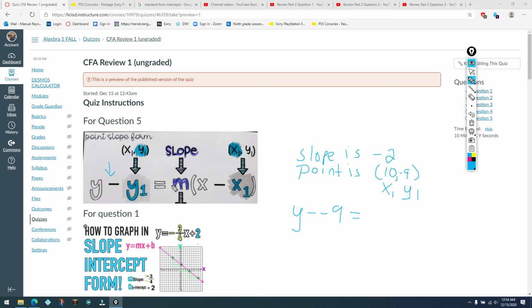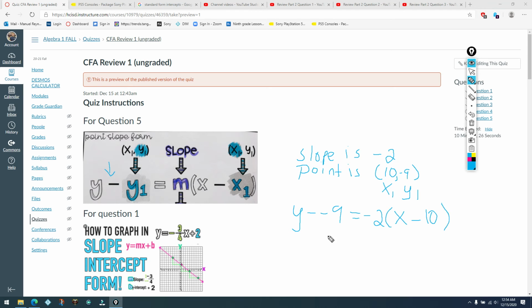So equals to, now my m, which again stands for slope, is -2, so I'm going to put a -2 here. The rest right here, this whole part, I'm just going to input, x minus, and now my x1 is going to be the value 10.